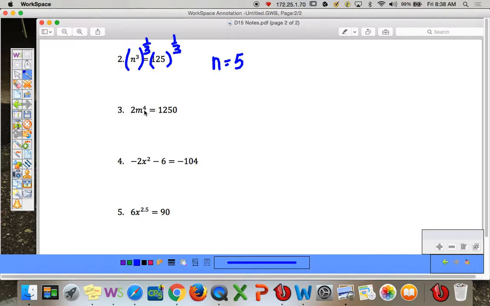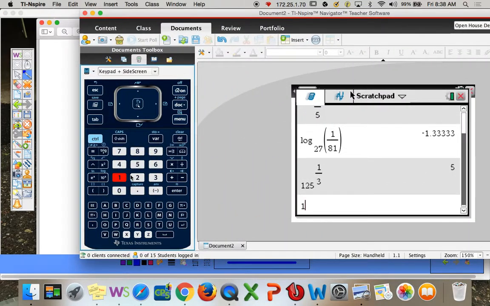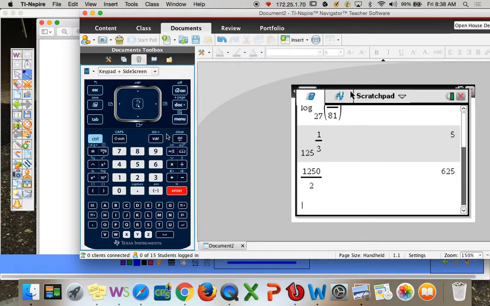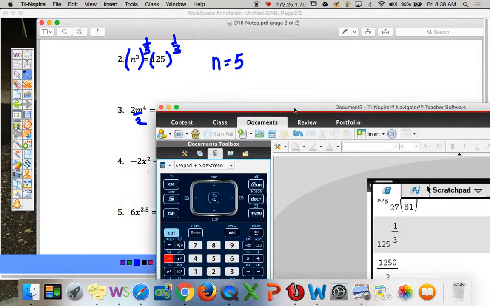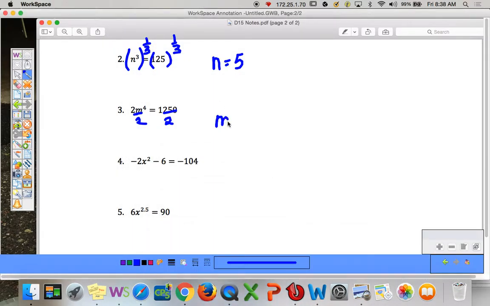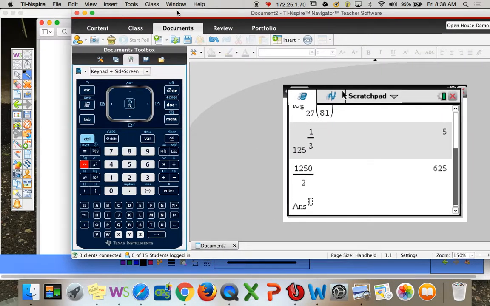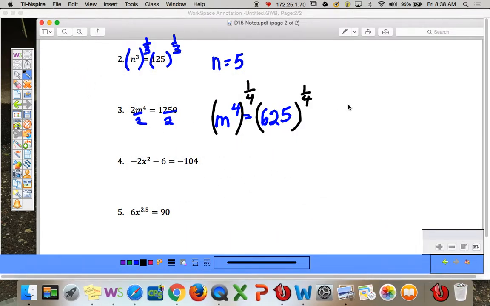All right, for this one, before we take it to the 1/4 power, we're going to divide by 2. So we have 1250 divided by 2. And then we're going to take that to the power of 1/4, so we should write our work here. n to the 4th equals 625. To get rid of the 4th power, we take it to the 1/4 power. And we'll do that here. We get 5. So here answer n is 5.